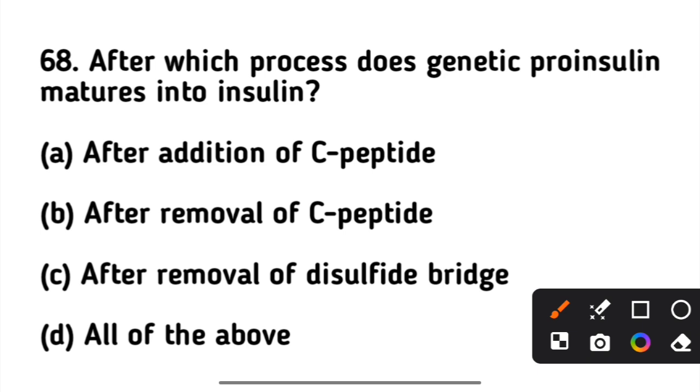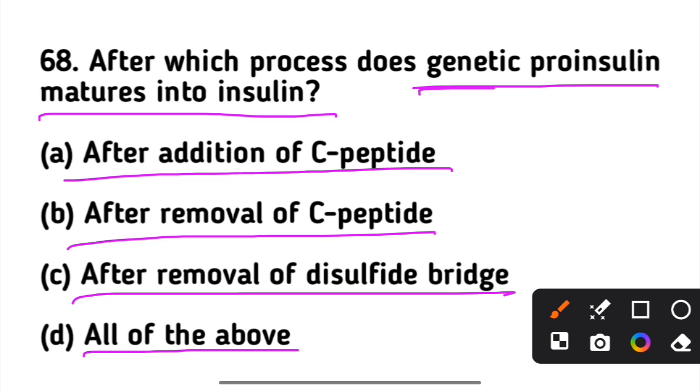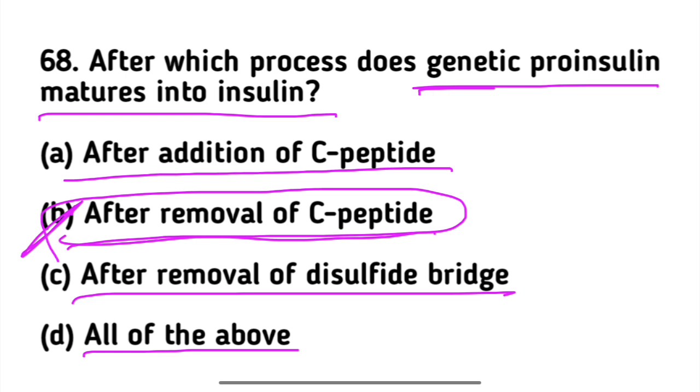Next, after which process does genetic proinsulin mature into insulin? Options: after addition of C peptide, after removal of C peptide, after removal of disulfide bridge, all of the above. Option B is correct. After which process does genetic proinsulin mature into insulin? Option B is correct, after removal of C peptide.